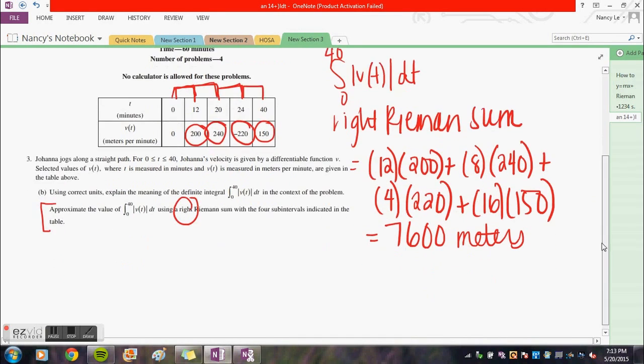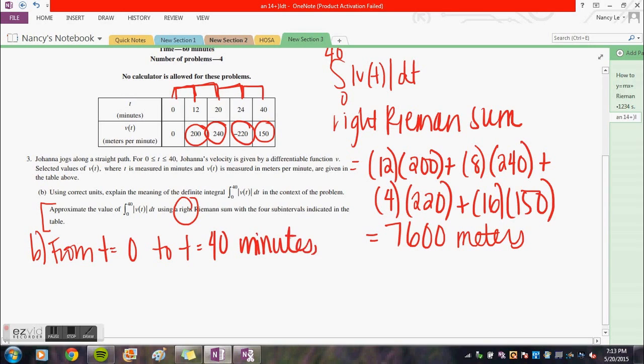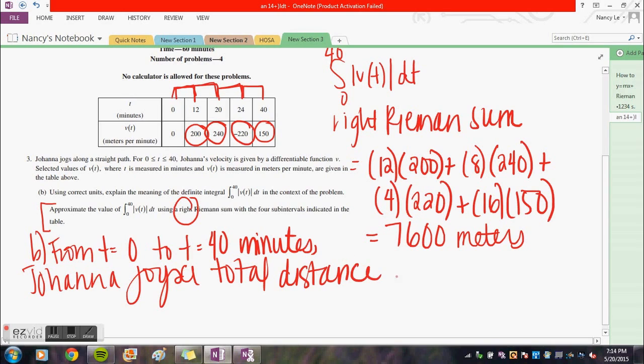7,600 meters. So looking at B, it says, explain the meaning of the definite integral in the context of the problem. So from t equals 0 to t equals 40 minutes, Johanna jogs a total distance of approximately 7,600 meters.